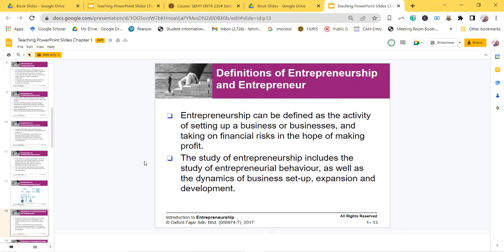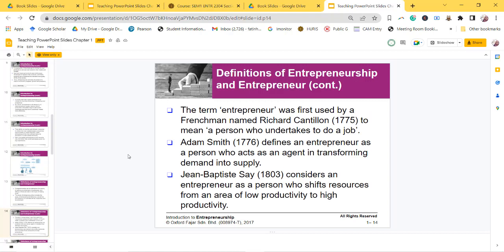So entrepreneurship is the activity of setting up a business or businesses, taking on financial risks in the hope of making profit. So if you're not making profit, you're not entrepreneurs. If you lost, there is a negative in your profit. Basically, you are not that entrepreneur step yet. Okay. So make sure your profit is more than negative one.